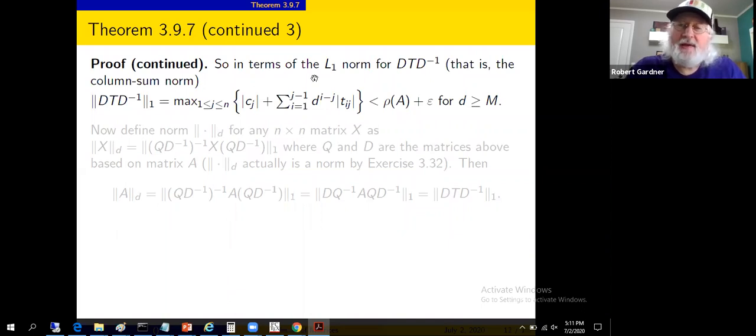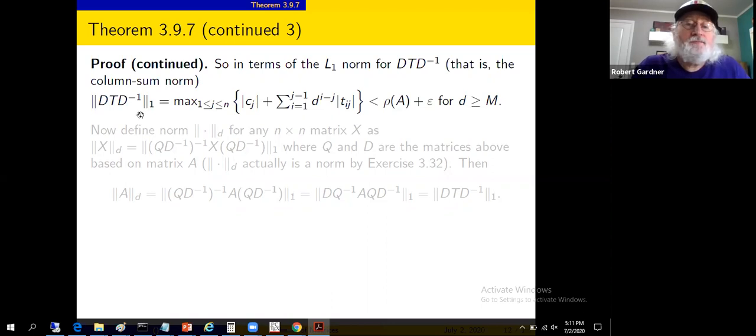I want to talk L1 norms. So in terms of the L1 norm, we had established some bounds in terms of arbitrary norms. So I want to use the L1 norm because it's a convenient thing to do this time. That was the column sum norm, as we called it in the previous video. We introduced the L1 norms and the L infinity norms. Let's use the L1 norm on DTD inverse.